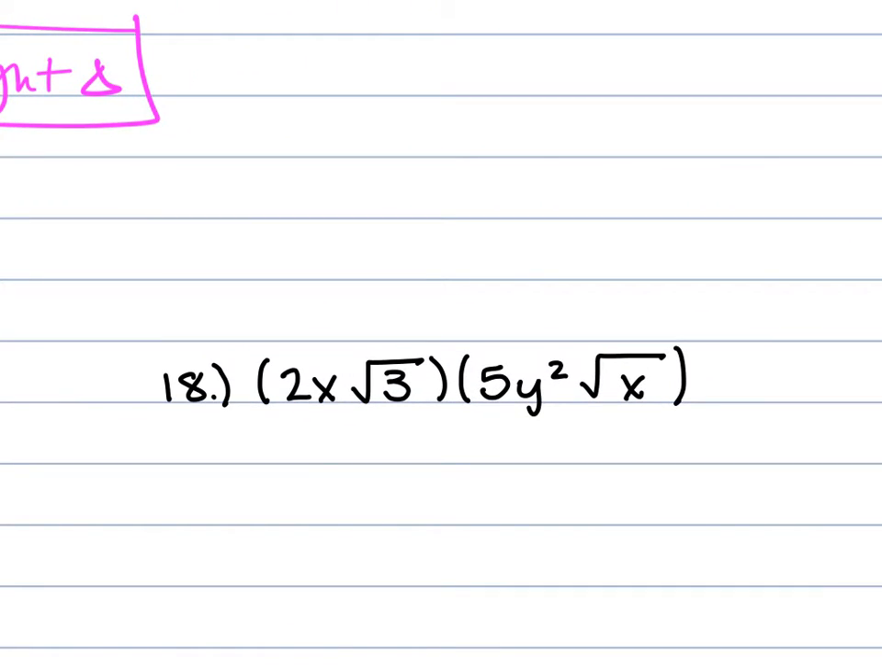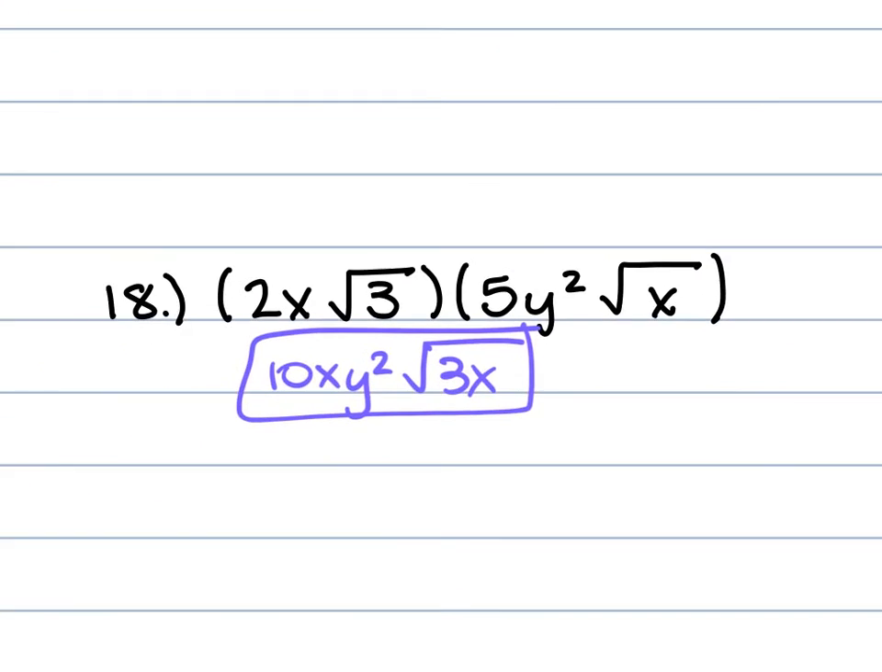For 18, we have 2x square root 3 times 5y squared square root x. So we are going to do the 2x times 5y squared to get 10xy squared. And then the 3 and the x underneath the radical is going to give us the square root of 3x. So it's just 10xy squared square root 3x.